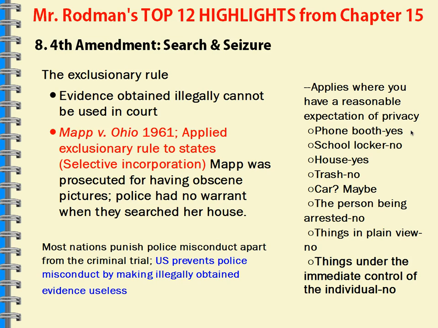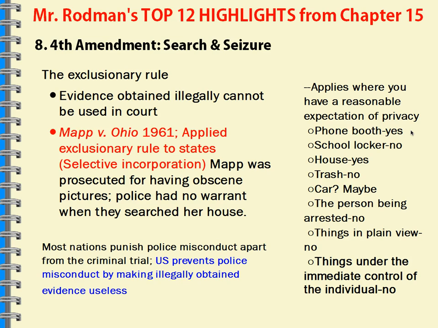Everything's on the table, and anything in plain view is not an expectation of privacy either, as well as anything under your immediate control. Like I said, if you're arrested, all bets are off. They may search anything. They're going to search your car. They're going to search your person. They'll search anything that may be around you at that time, and the potential for that is much larger.